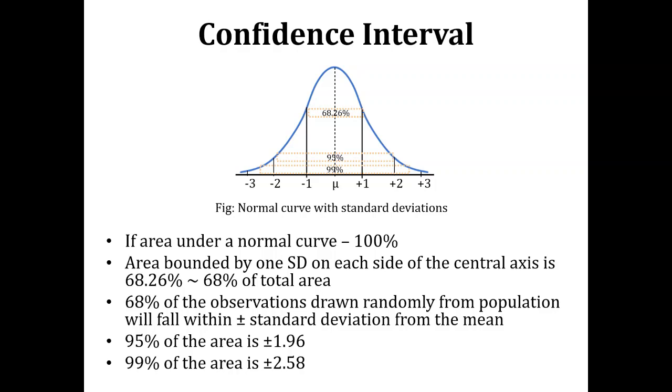These z values basically describe the area of the normal curve under a specific interval. So when we take the z-value of minus 1 to plus 1, it covers 68% of the area. When we take the z-value of minus and plus 1.96, it covers 95% of the area. And when we take the z-value of plus minus 2.58, that covers 99% of the area. So this is how we get the z-scores or the z-values.